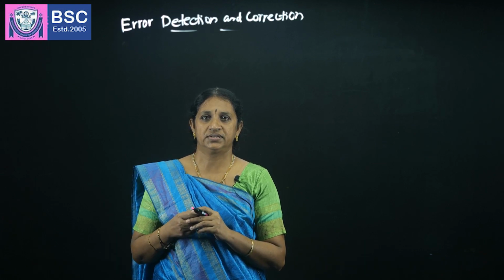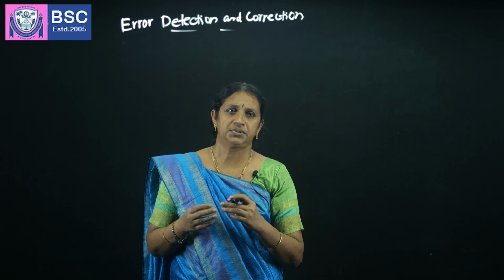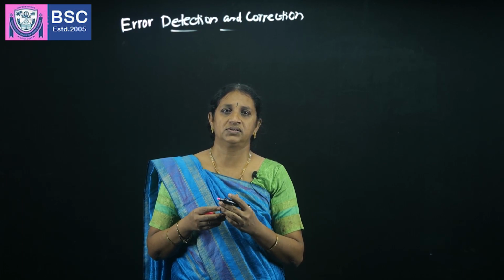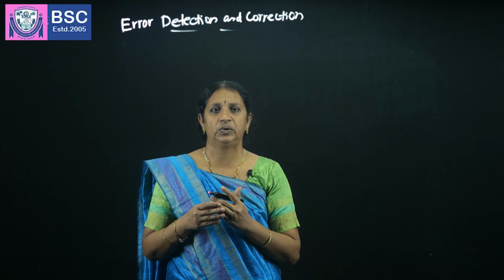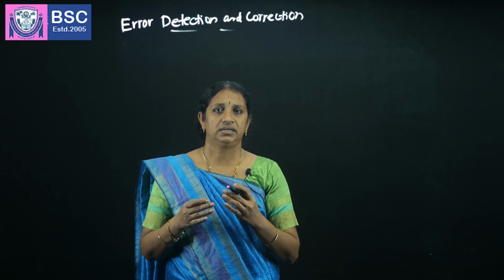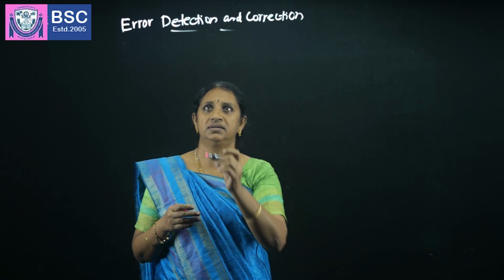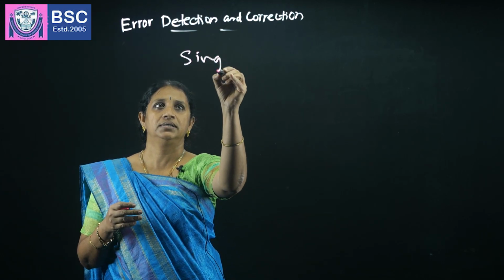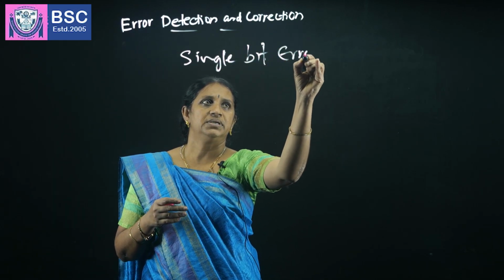Today we are going to discuss the topic error detection and correction. During data transmission, there are several chances of errors occurring due to several reasons like noise and other interference. There are typically two types of errors. They are single bit error and burst error.